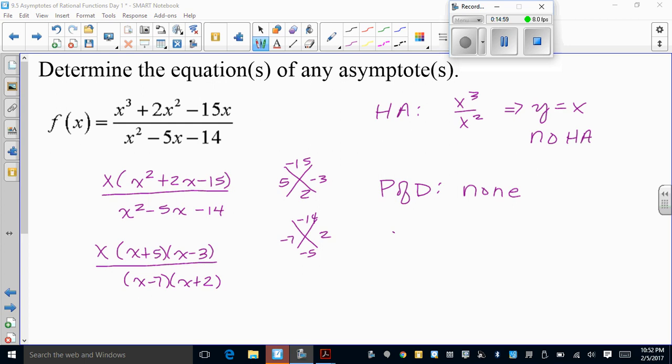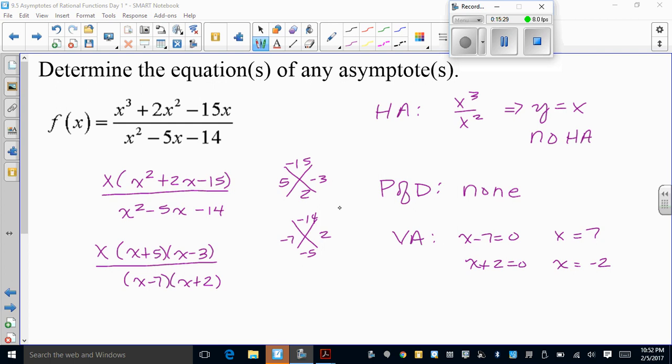X minus 7 equals 0, so x equals 7, and x plus 2 equals 0, so x equals negative 2. Now, if you haven't figured this out by now, this is just your domain idea. All real numbers, except it cannot be these two, but what we mark them with vertical asymptotes. Okay, so now we have to go back to the horizontal, not horizontal, the oblique asymptote.